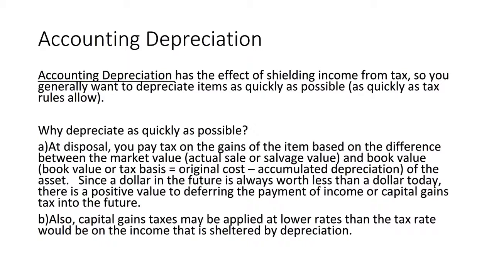So for example, if the market value at the time of sale is greater than the book value, that would generate income that would be subject to tax. Now, since $1 in the future is always worth less than $1 today, business owners prefer, in general, to defer taxes into the future as far as possible. So that creates an incentive to depreciate items as quickly as possible.